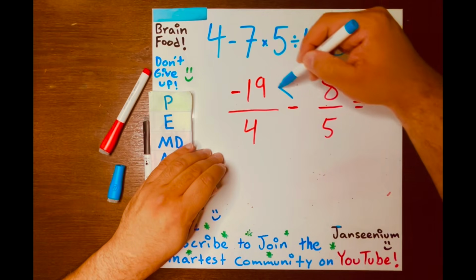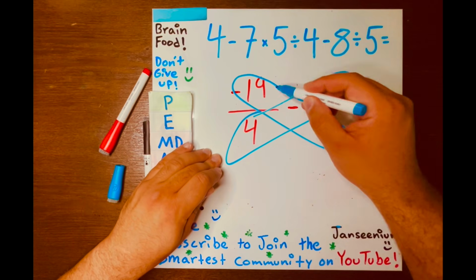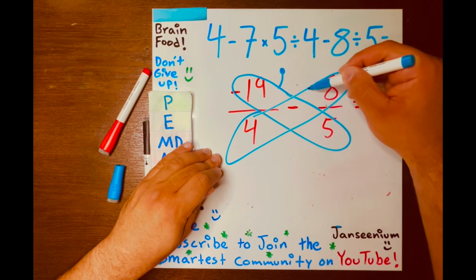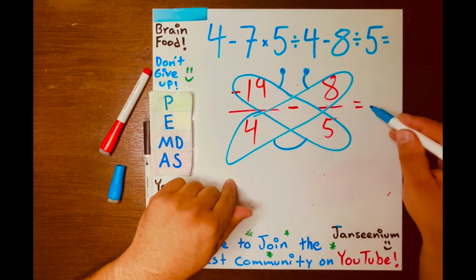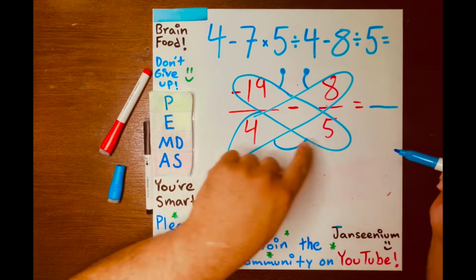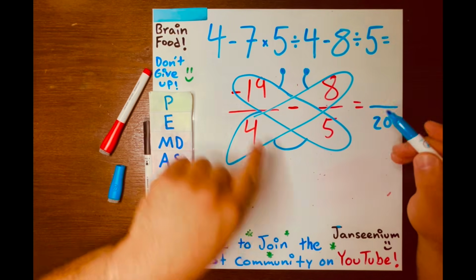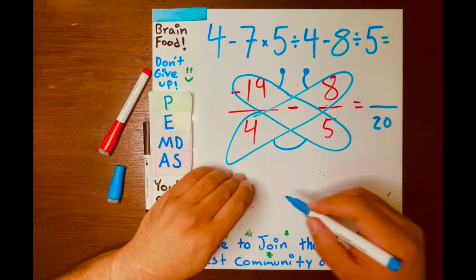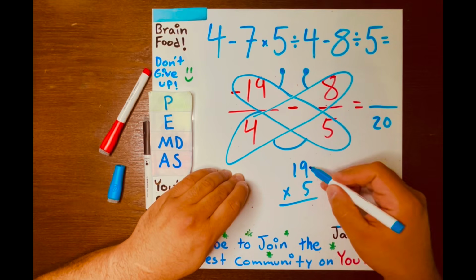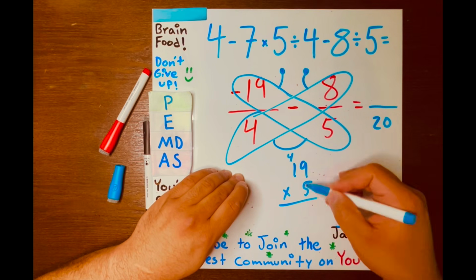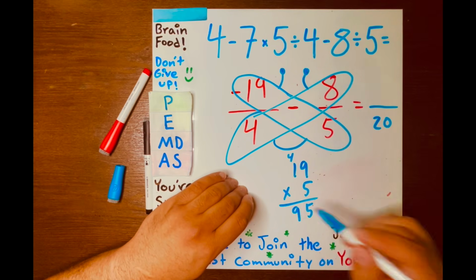And here is the first wing and the second wing. And here's the first antenna and the second antenna, and then here's the body. So our denominator is 4 times 5 is 20. That was easy. Next, we multiply 19 times 5. And so 9 times 5 is 45. 5 times 1 is 5, plus 4 is 9.